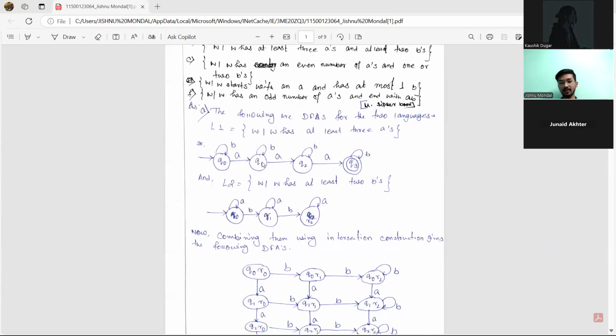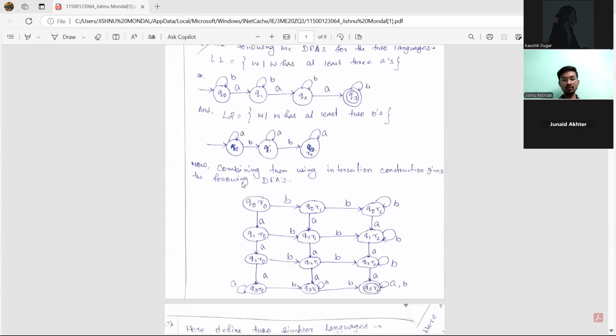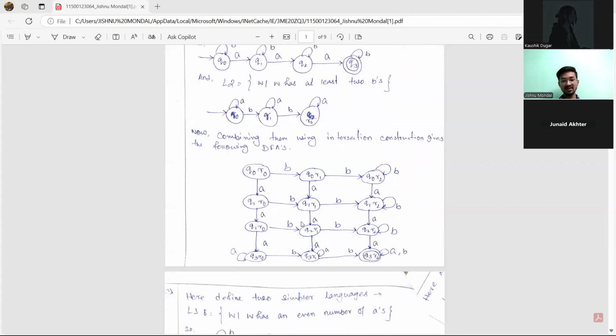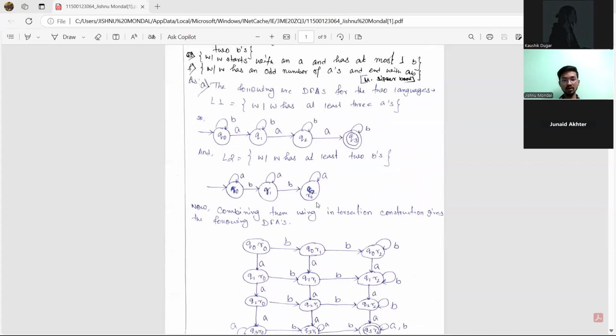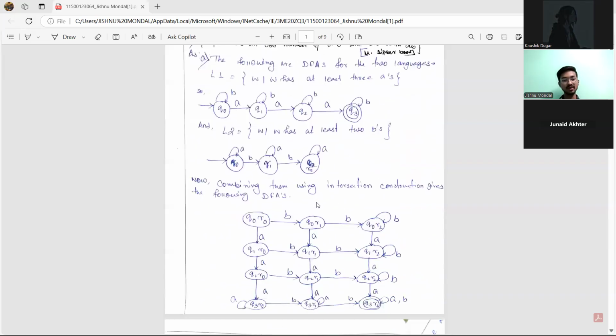So this is for language one, and for language two, w has at least two b's. For that, we consider three states R0, R1, and R2, and this is the state diagram for language 2. Now we are combining them using the intersection construction, which gives the following DFA. If we combine language 1 and language 2, we get this diagram, and this is the final diagram for w has at least three a's and at least two b's.